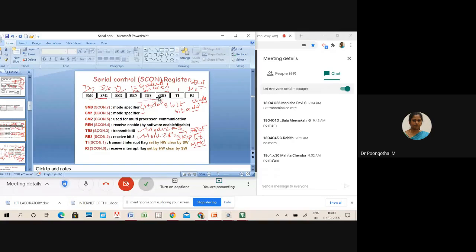TB8 and RB8 are for 9-bit UART communication. TI is the transmit interrupt flag. It is used to indicate that SBUF is empty, so your 8051 is ready for transferring another data byte. When RI is set to 1, it means the SBUF is full, so 8051 has to pick up the data from the SBUF register. So that is the purpose of TI and RI.